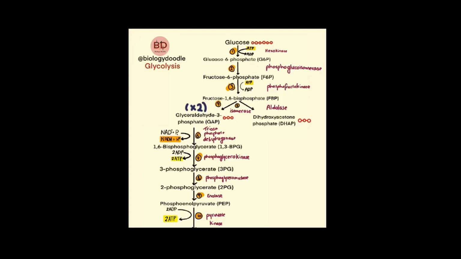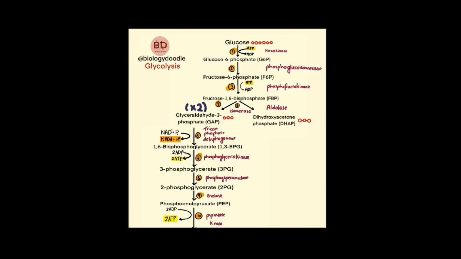So now let's look at the energy payoff. So let's go back to the start. 2 ATP were used in the energy investment phase. And then in the energy payoff phase, 4 ATP were formed, 2 NADH and 2 protons were formed, as well as 2 pyruvate and 2 water molecules.